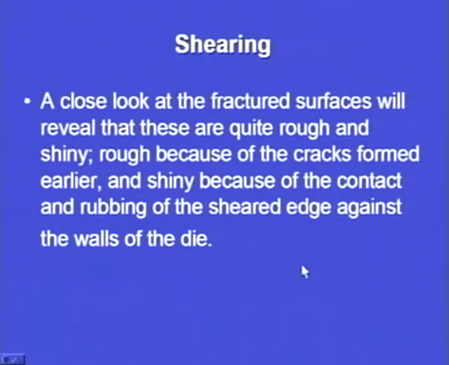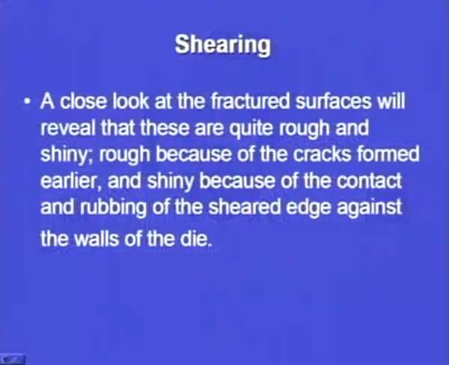Now, whatever we have discussed, we have seen with the help of the diagrams what the important aspects in shearing operation are. Here we will try to address them and understand them in a better possible manner. So, a close look at the fractured surfaces. The fractured surfaces we have seen are formed because there is a stationary die and the punch that shears off the metal of the sheet. So, the fractured surfaces are formed.